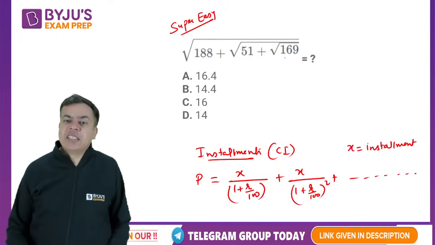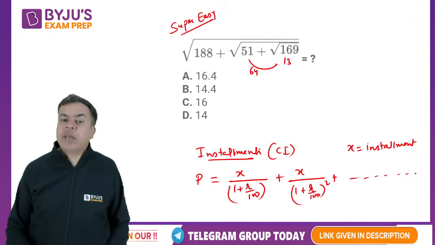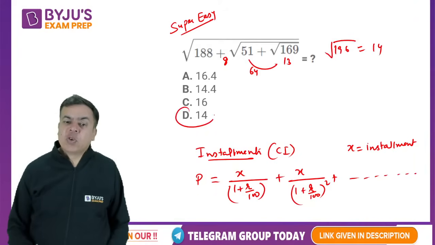Here the answer is very simple. This is 13. If you add, it is 64. 64 root will be 8. 188 and 8, 196 root. That is going to be 14. Yes, 14 is the correct answer.